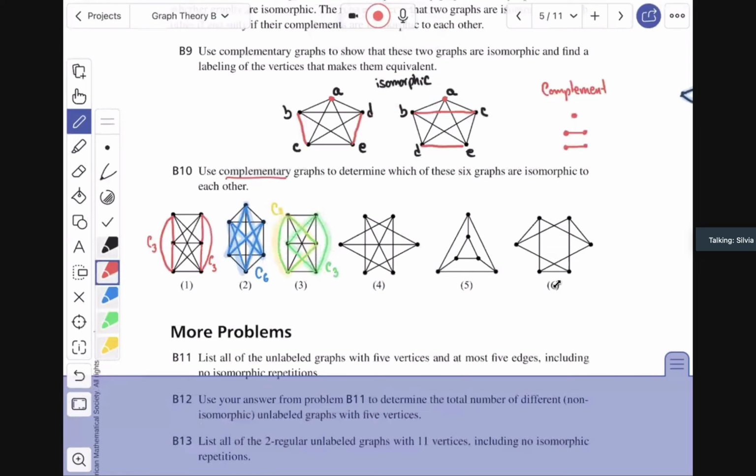So the complement for that one, it was 2 C3s. For this one, it was a C6. For this one is 2 C3s. So the 1 and 3 are isomorphic. The graphs 1 and 3 are isomorphic, 2 is not. Let's look at the next one.